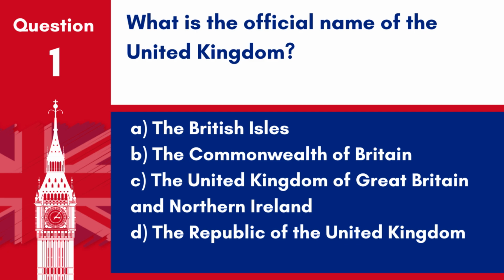Question 1. What is the official name of the United Kingdom? A. The British Isles. B. The Commonwealth of Britain. C. The United Kingdom of Great Britain and Northern Ireland. D. The Republic of the United Kingdom.